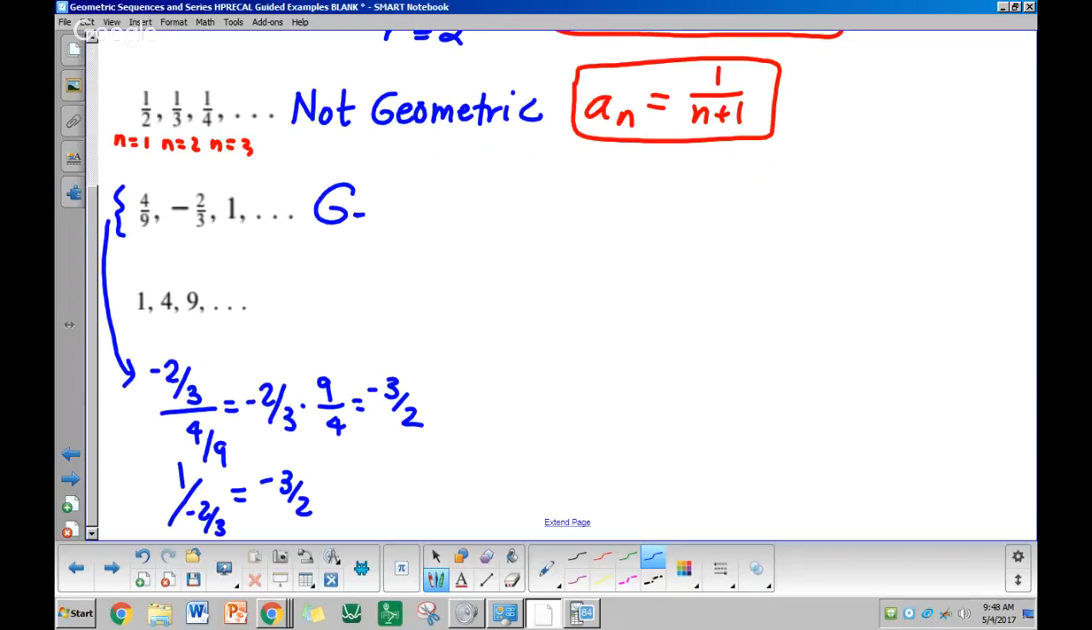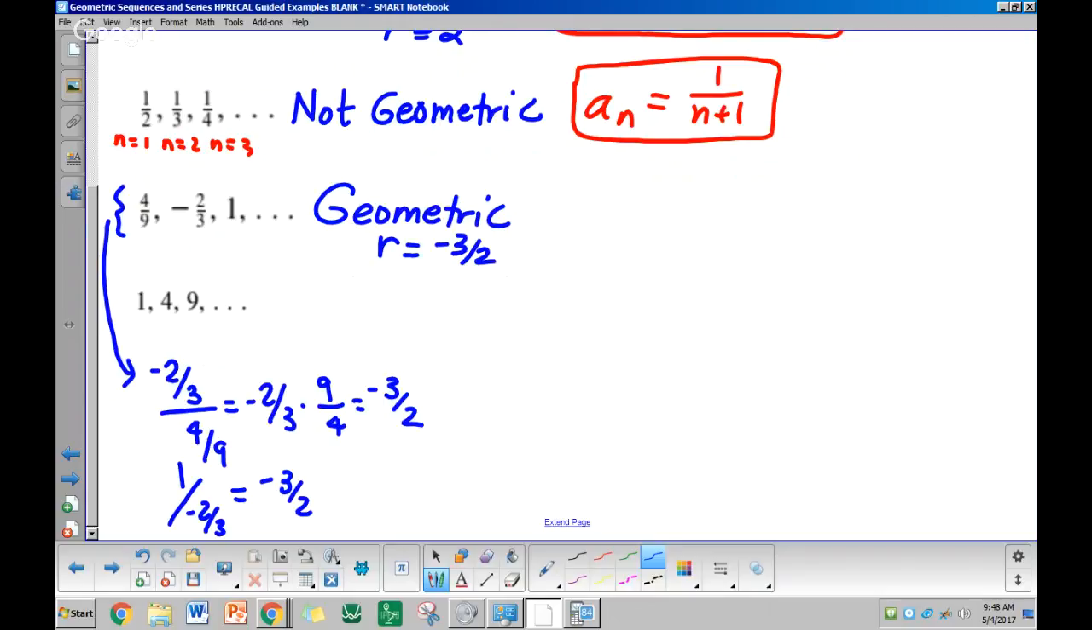So this is geometric in disguise. So what's the moral of that story? Don't assume. Don't judge. You should just divide them to figure out if the r's, the common ratios, are the same.